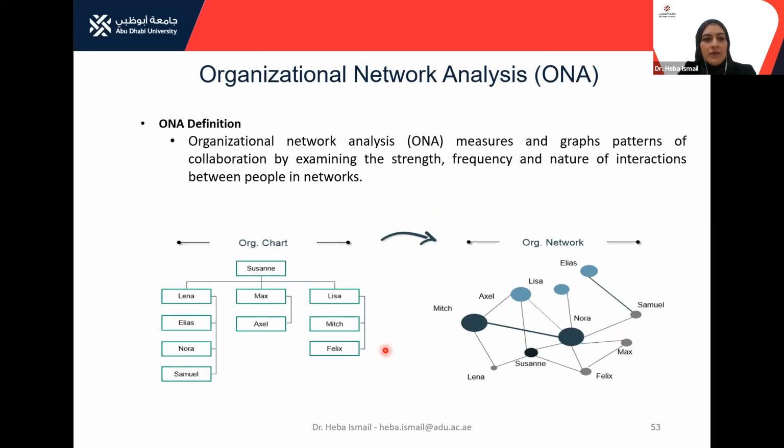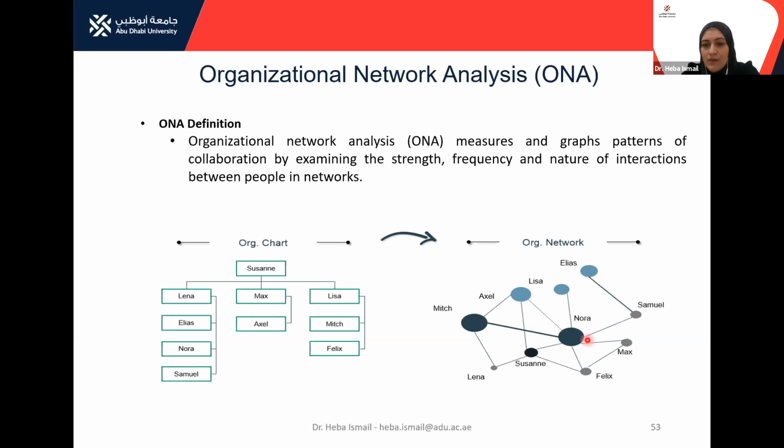What is ONA? If we look, for example, here at the typical formal organizational chart, we have the manager and then the mid-manager and then the people working under them. It just tells you who reports to whom, depending on their positions and roles in the organization. It doesn't tell much about how well they collaborate with each other or how often they communicate with each other. It doesn't say anything about this. If we convert this organizational chart into a network chart, based on the frequency of communication, how frequently they communicate with each other, and the number of collaborators with each employee in the company, I can have a better understanding of the collaboration inside my organization.